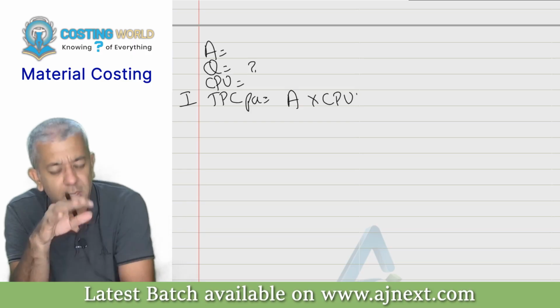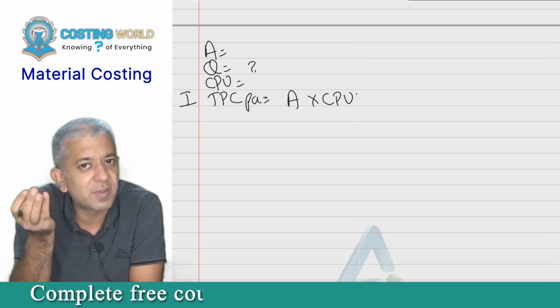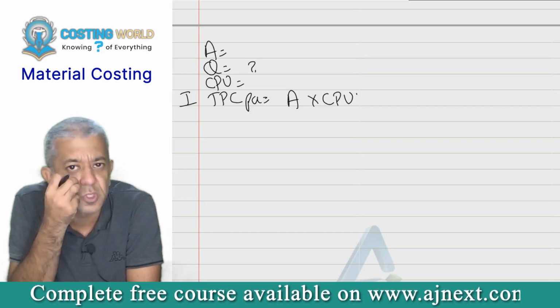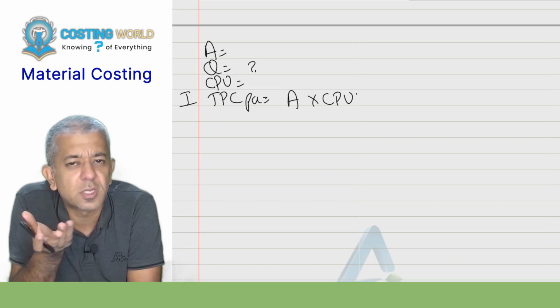Now this particular purchase cost is the full year's purchase cost. But then we had our assumption: A is constant, CPU is constant. So therefore this cost is also constant. If there is any cost that is constant, then you ignore it here.